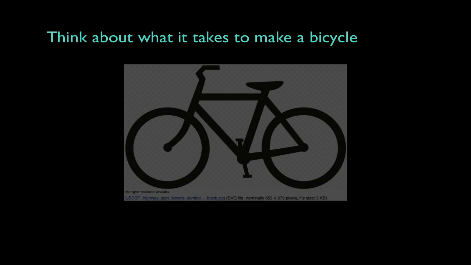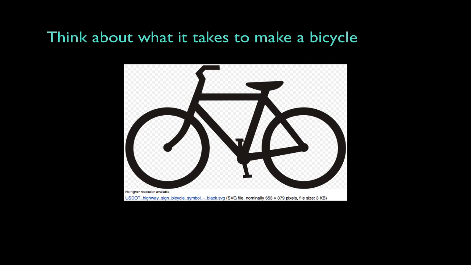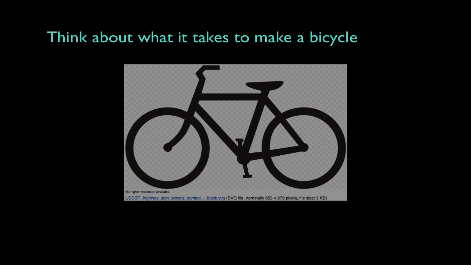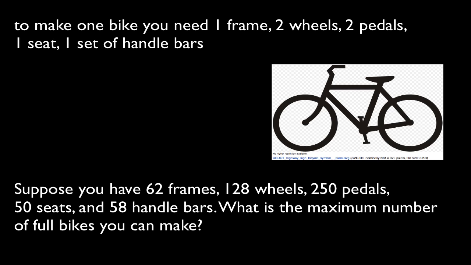To understand what limiting reactant problems are all about, it's a good idea to take something that you can visualize easily and first of all think about that. So we're going to think about what it takes to make a bicycle. To make a bicycle, you need one frame, two wheels, two pedals, a seat, and one set of handlebars. Now suppose you are supplied with 62 frames, 128 wheels, 250 pedals, 50 seats and 58 handlebars. What's the maximum number of full bikes you can make?